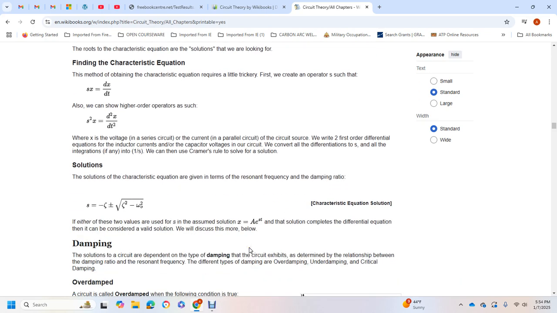The solution to the characteristic equation is given in terms of the resonant frequency and the damping ratio. The solution is equal to minus alpha plus or minus the square root of alpha squared minus omega naught squared, giving two values. You would assume that x is equal to A e to the st. This solution completes the differential equation and can be considered a valid solution. We'll discuss some more below.